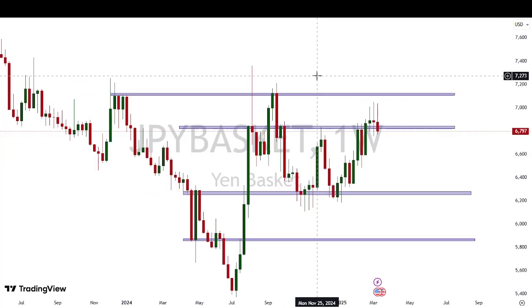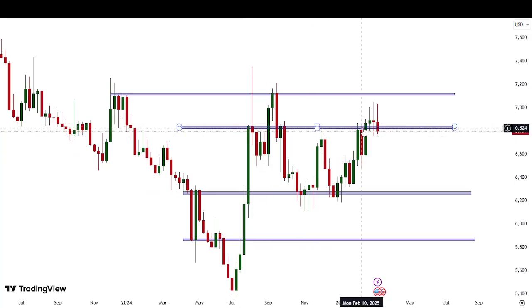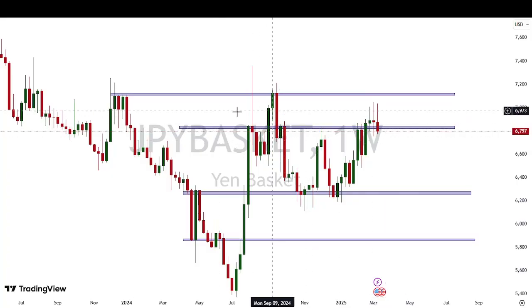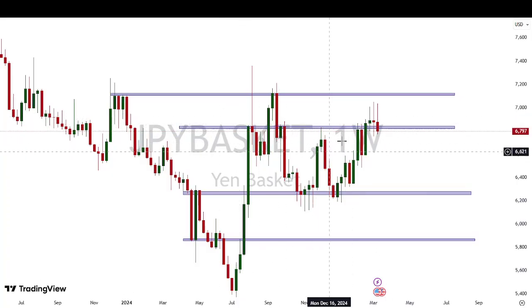One of the things I'm seeing here on the weekly is that we have got our key level. So the first confluence is that we are at a key level on the weekly. This area here. Okay, we're back. This key area here is the key level. We're at a key level.